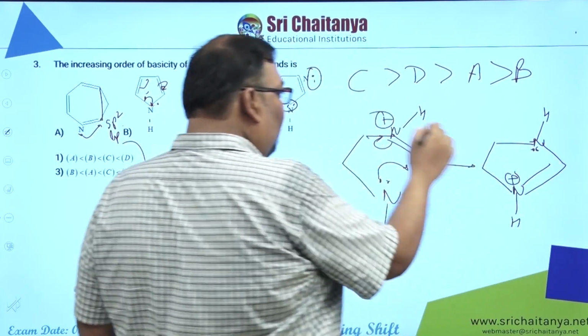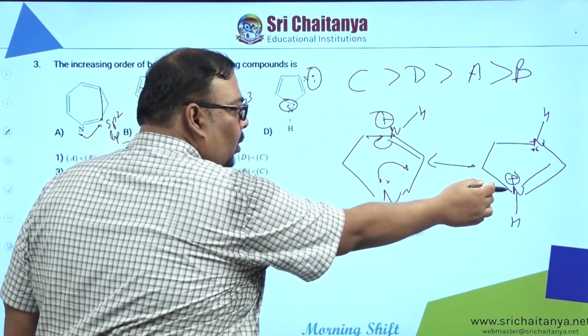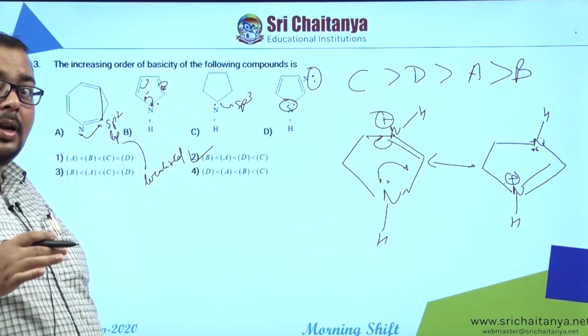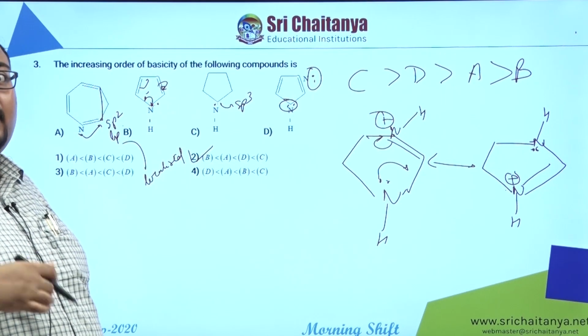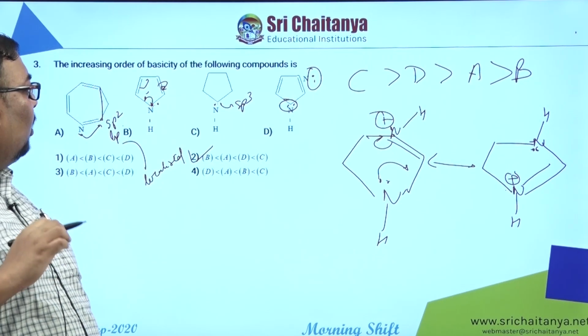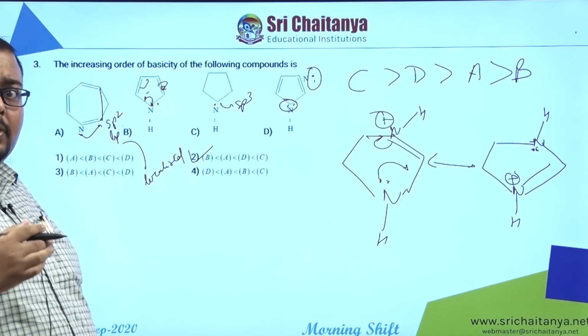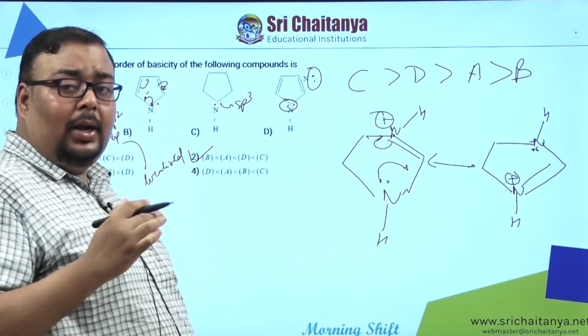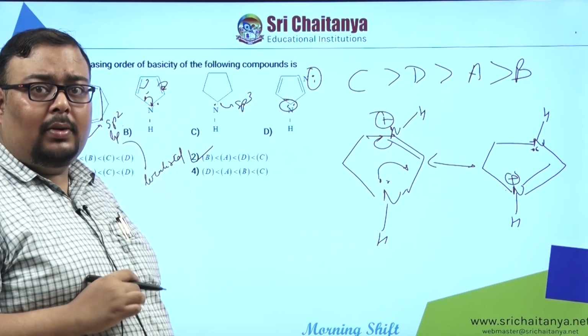Where the positive charge has now come from this nitrogen to this nitrogen. So, you see, since the positive charge is delocalized, the cation becomes more stable due to resonance. So, the cation of D will be more stable. So, D will consequently be more basic than A. So, this is the order: C, D, A and B.